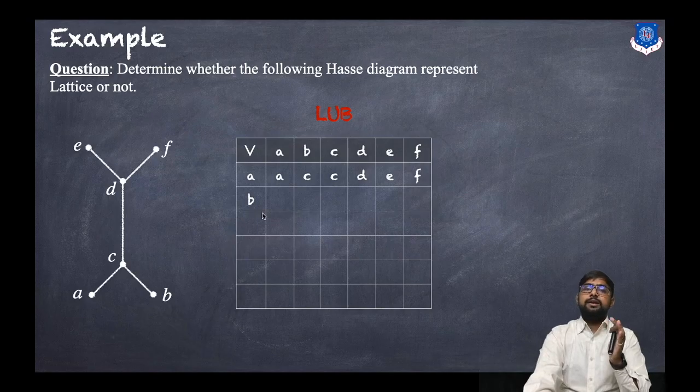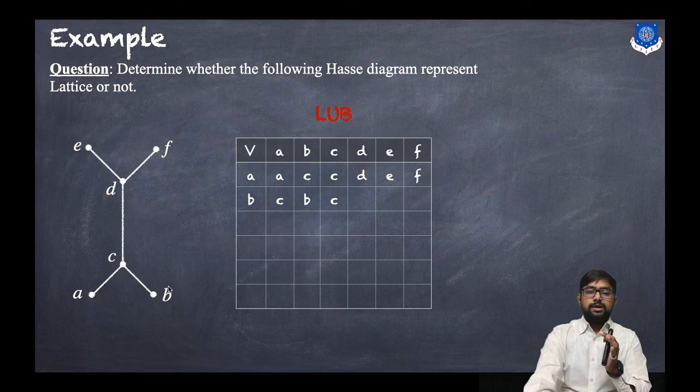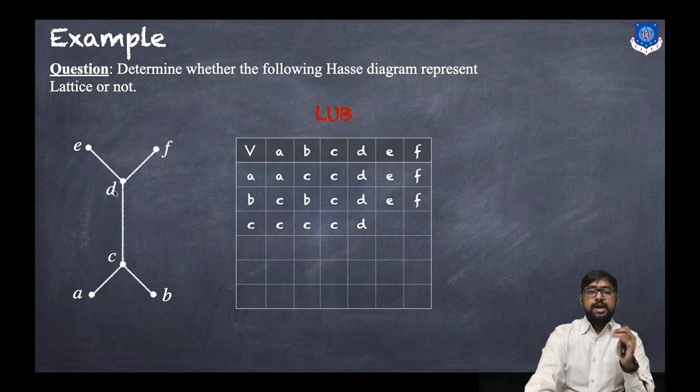Now, second, for B. B and A: in A and B it was C, so here it will be C. B and B, as it is the same point, will be B. B and C will be C. B and D will be D. B and E will be E. And B and F will be F. Then C. For C and A, in A and C it was C, so here it will be C. For C and B, in B and C it was C, so here it will be C. C and C will be C. C and D is D. C and E is E. Then C and F will be F.